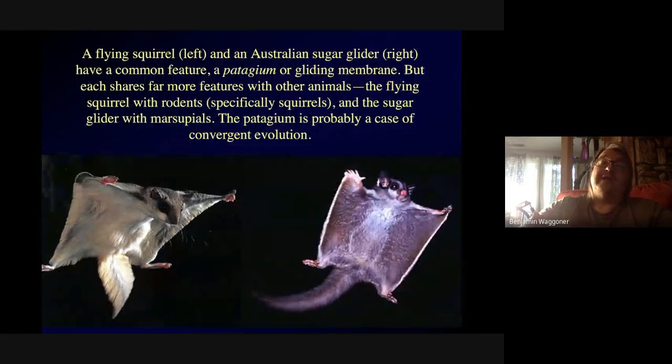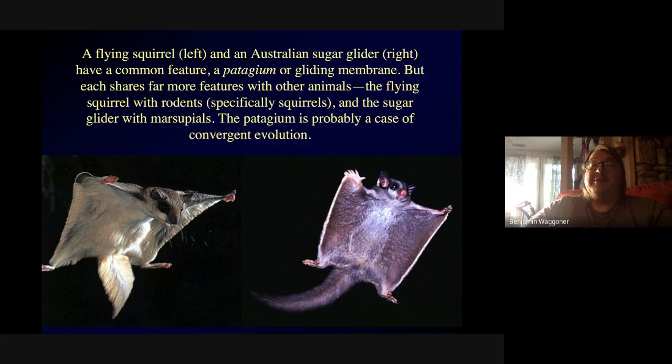So here's a great example of convergent evolution. On the left, you've got a flying squirrel, similar to ones you could find around here. The neighborhood where we used to live in Conway actually had them. I had one glide past my nose as I was walking to school one day. On the right, that's a sugar glider.